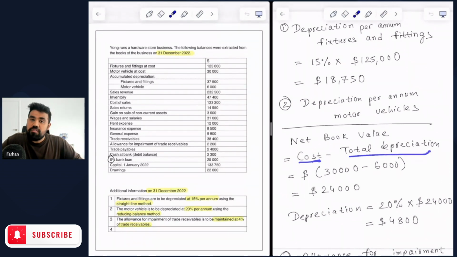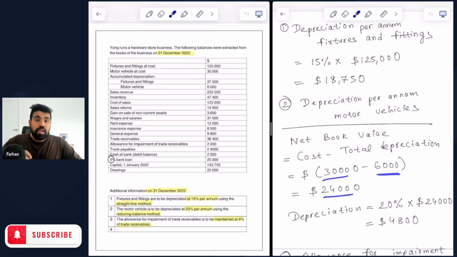So where do we get the figure for the total cost for motor vehicles? It is right in the second line within the table, motor vehicles at cost of $30,000. So that is the cost we are using here, $30,000. What about the total depreciation or the accumulated depreciation? You can see we are given the accumulated depreciation for motor vehicles to be $6,000. Accumulated depreciation simply means the total depreciation for the motor vehicles since the very first day it was purchased, and that is $6,000. So how do we find the net book value or the carrying amount now? 30,000 minus 6,000, which gives us $24,000.